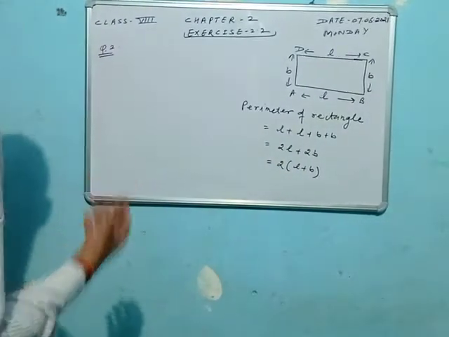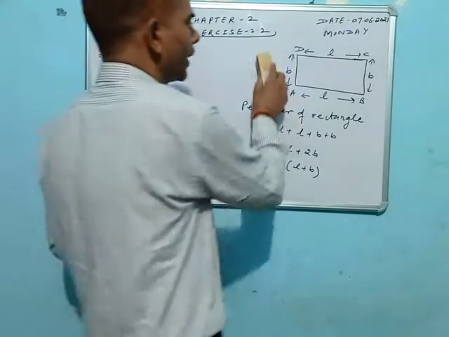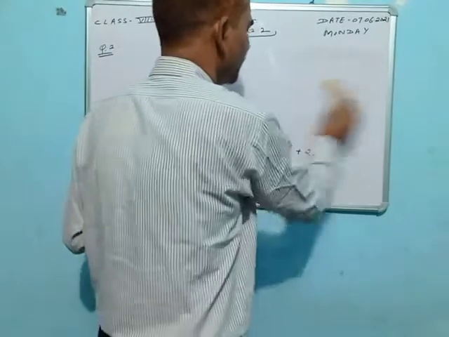Now students, we will discuss question number 2. Question number 2 depends on the perimeter of a rectangle.